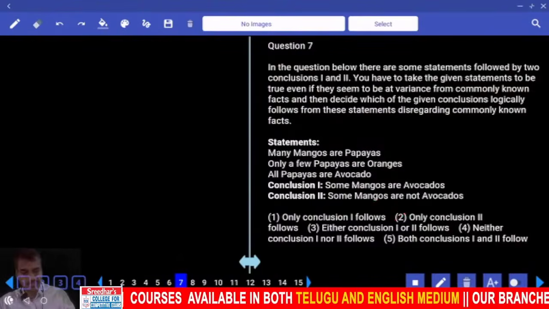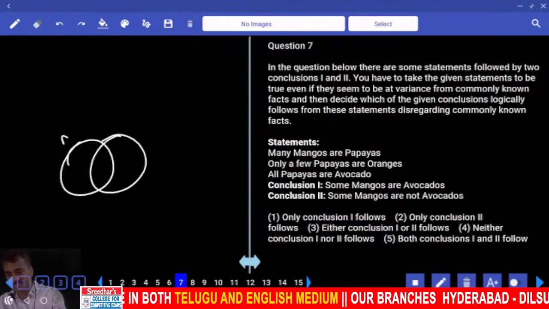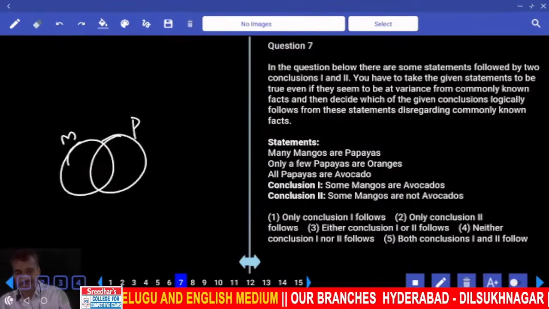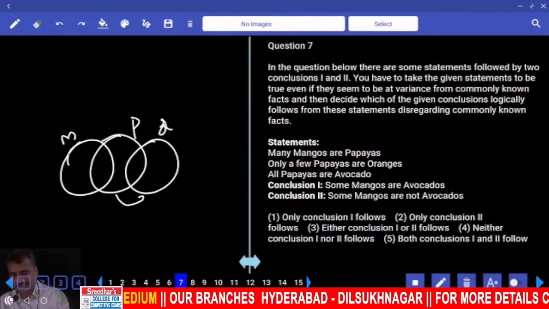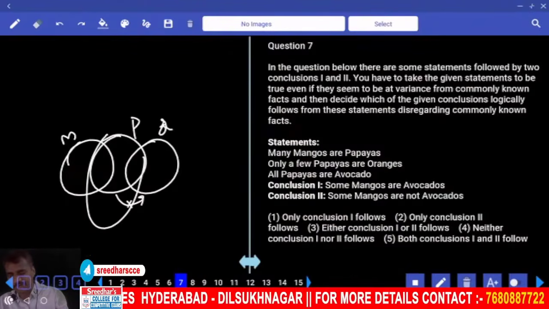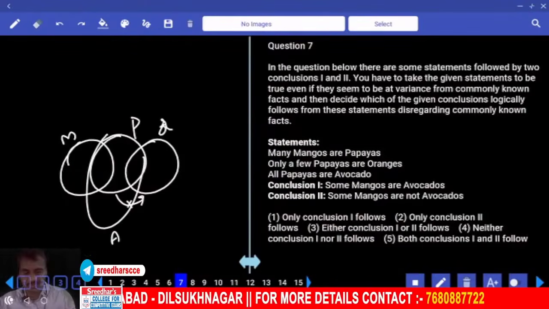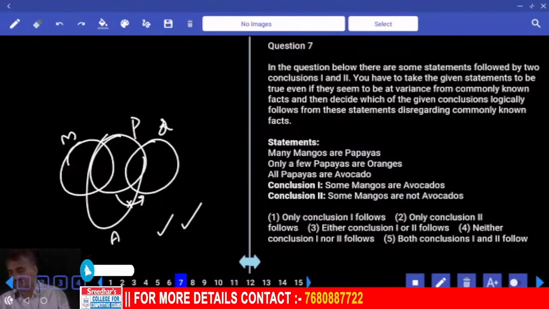Then 7th one, many mangoes. Many mangoes means some mangoes are papayas. Now these are the mangoes that are papayas, and only a few papayas are oranges. And some papayas are orange, but not all. And all papayas are avocados. And this entire papaya is a part of avocado. Some mangoes are avocado, true. Some mangoes are not avocado, true.